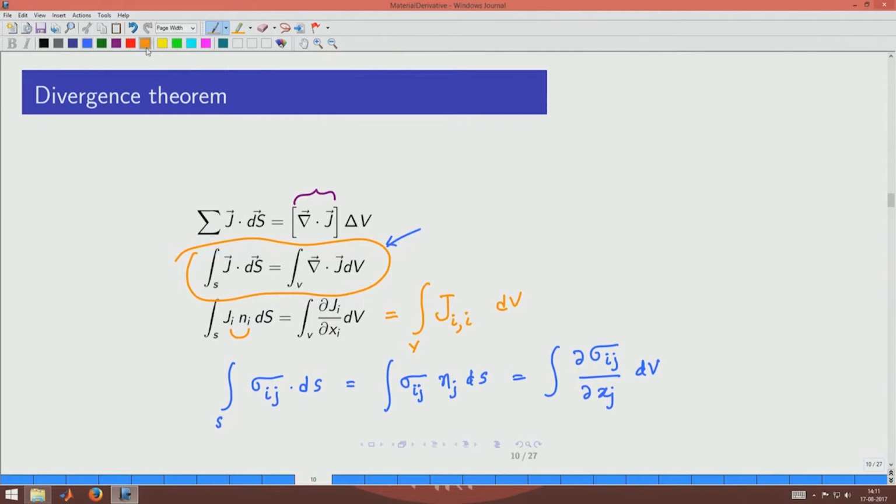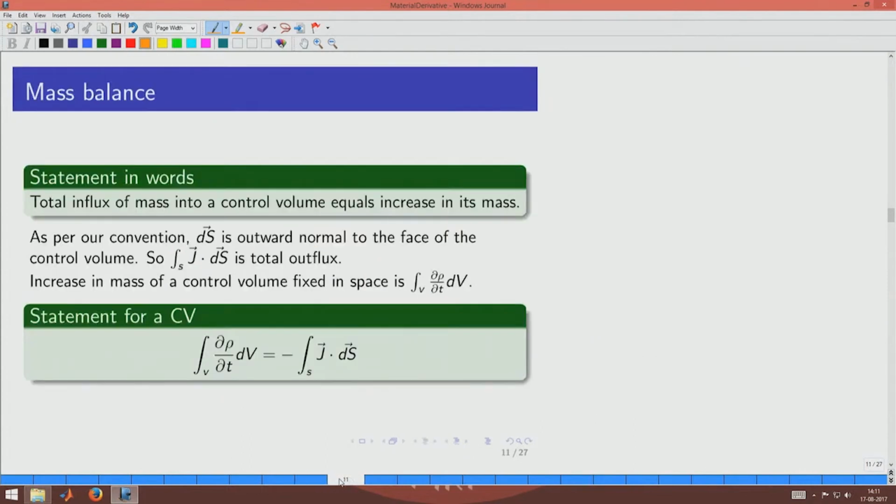Okay. So, you could see that we are seeing the matching index is what is going here, okay, and which means that later on when we encounter such requirements where you have got the tensors of order 2 appearing with a surface integral, we could also convert them to volume integral by applying the generalized divergence theorem. Okay. So, this is the advantage of it. Okay. Now, let us come to the mass balance. So, what we mean by mass balance is first to be stated in words. So, we are stating it in words.